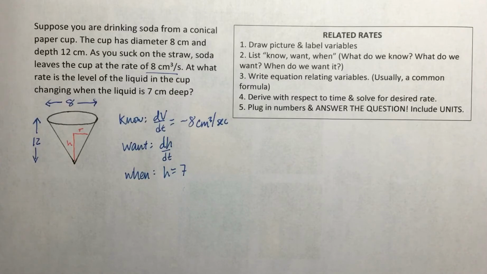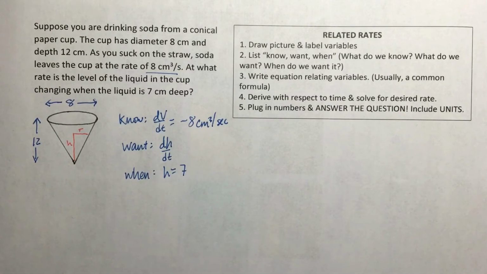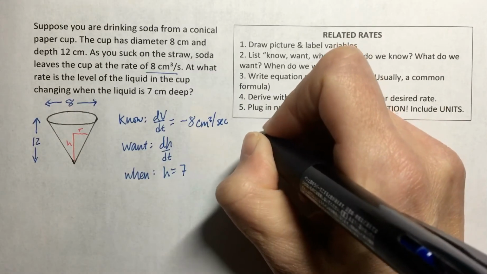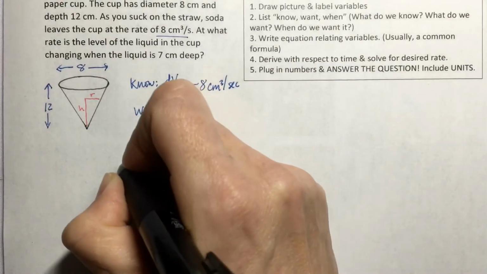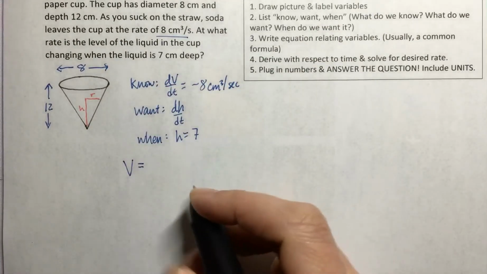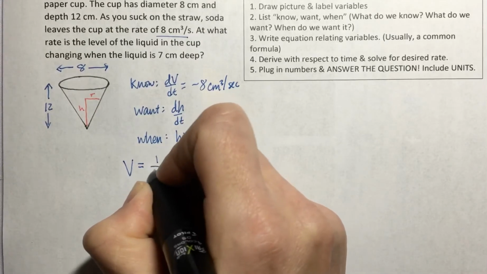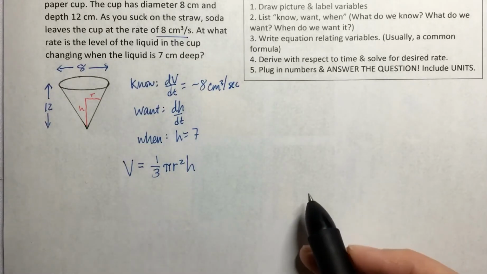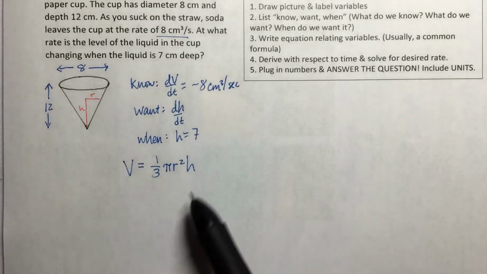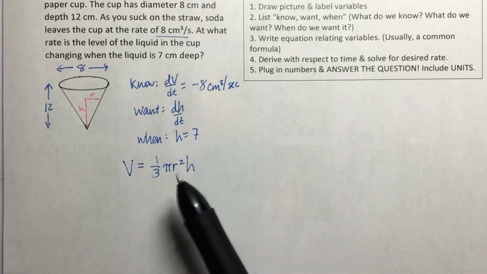The next step is writing an equation relating our variables, usually a common formula. So our variables are V, H, and R. Looking at that, I'm sure you all just happen to recall that the volume of a cone, I lost the word cone for a moment, is 1/3 pi r squared h. Basically, if you had a cylinder, it would have 3 times the volume of the cone that would go inside of it. So I'm sure you all know that.